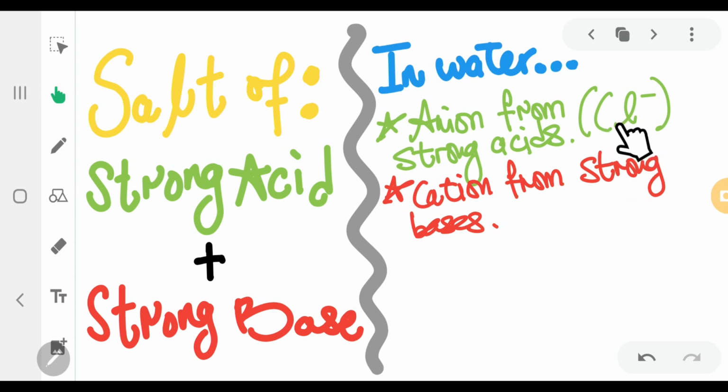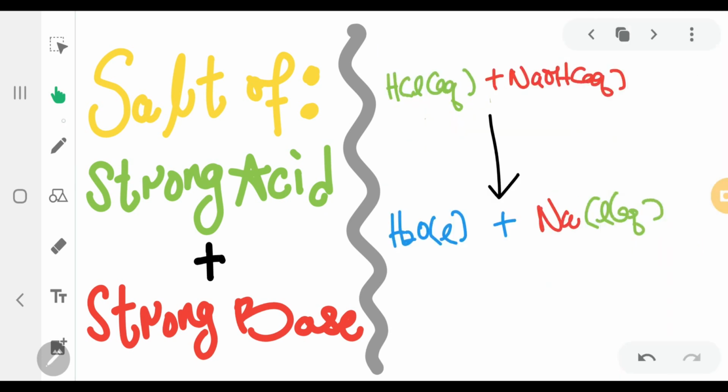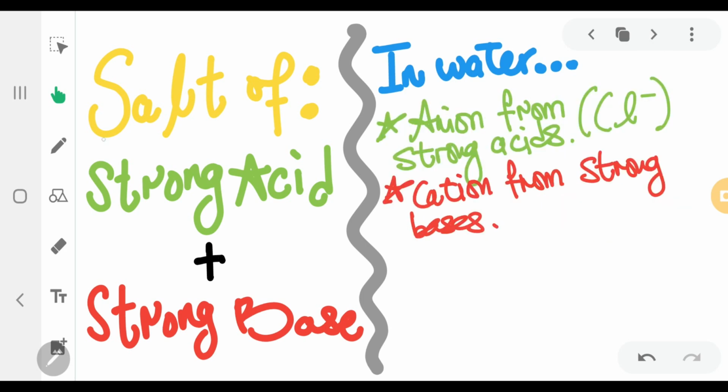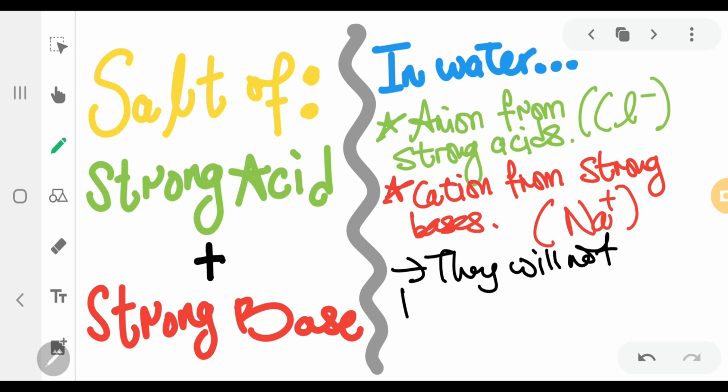The anion from the strong acid just now is the Cl-. Do you remember that this Cl- came from HCl, which is the strong acid? When you have that completely dissociated in water, this anion from the strong acid and the cation from the strong base will not react with water. The cation in the example is Na+. Both are ionic species from a strong acid and base, so if you dissolve them in water, they will not hydrolyze the water molecule.